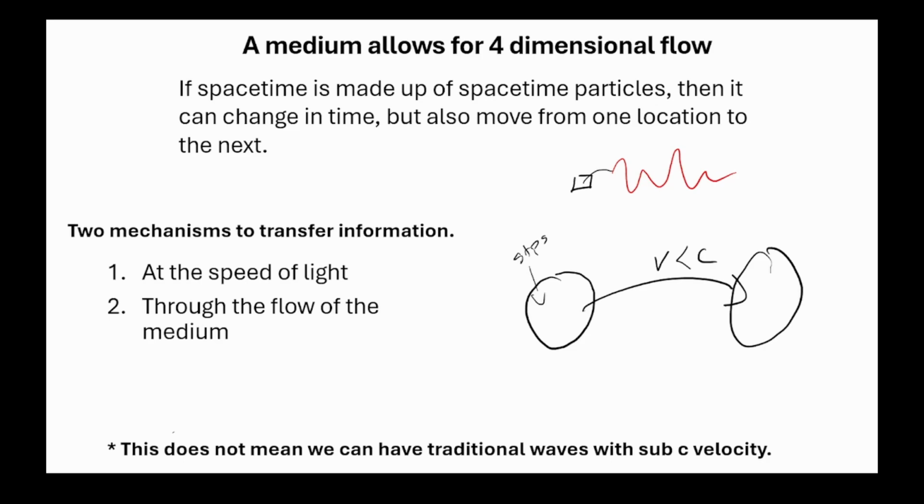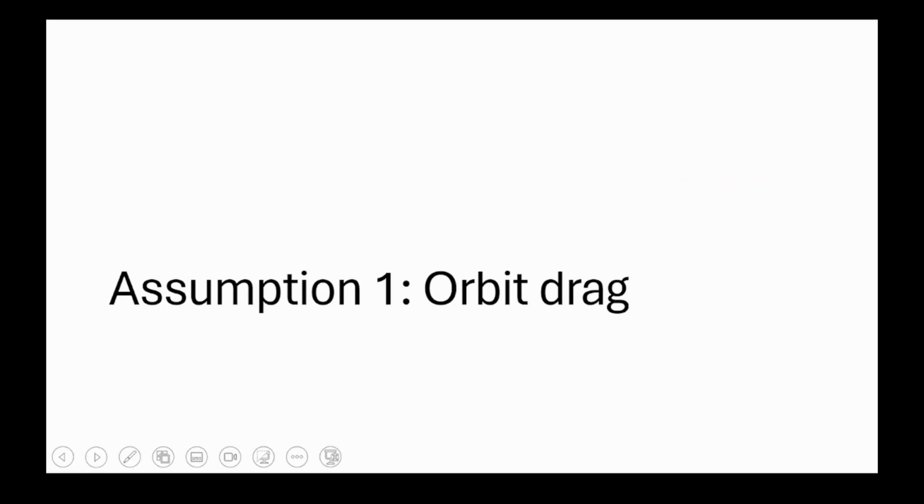So basically, we can create small waves in the spacetime particles relative to the momentum of the particle or interaction. But that's not a wave that's going to transmit through the medium like a light signal or something like that. Okay, so how can we use this information to replicate the observations of the unpredictable rotation curves of galaxies? Well, first we have to have a couple of assumptions, and the first one is orbit drag.